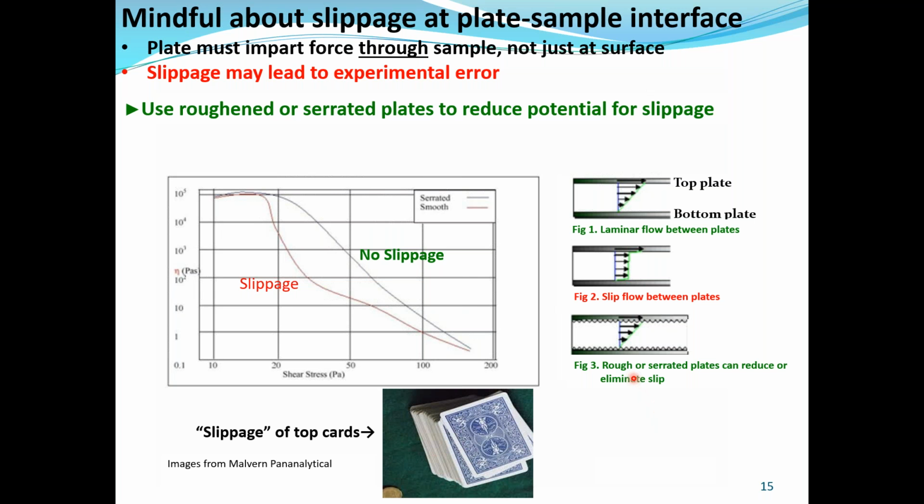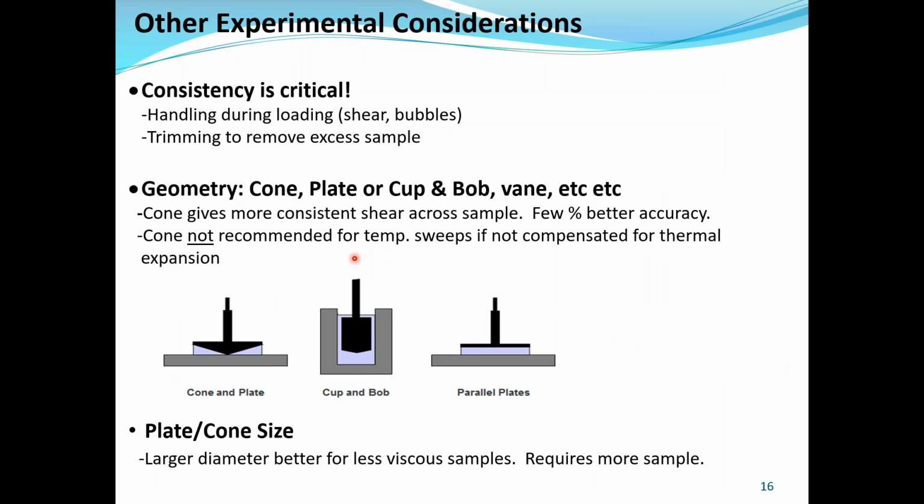One way to remedy this and to investigate this, if you suspect slippage and you're using something like a smooth plate, is to switch to a rough or serrated plate that is able to grab the sample and then impart its energy or force through the sample. If you are getting slippage, you should get a change in the curve from something like this to something more smooth, as in this upper curve. It would make sense that if you're getting slippage, this could result in very significant experimental error. I want to take a few minutes here and talk about some other experimental considerations.